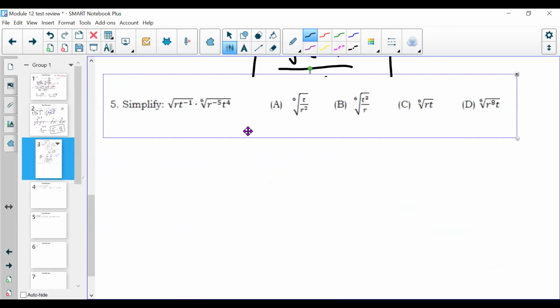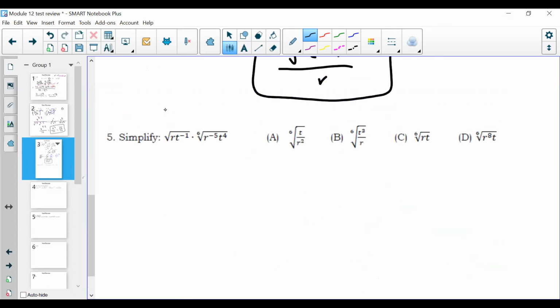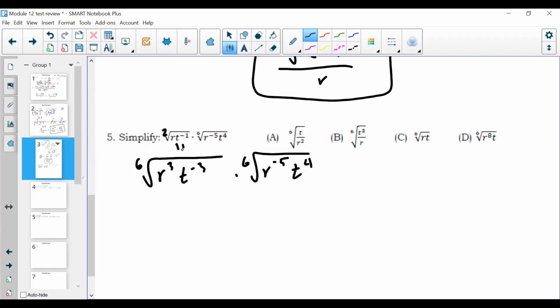And the way I would have done it is that since this square root is a power of 2, I can just multiply every exponent and root by 3 here on this first one to put it all underneath one root. So I can rewrite the square root of r t to the -1 as the 6th root of r cubed t to the -3, times the 6th root of r to the -5 t to the 4th. Because these are simplified, right? It's the exact same thing. r to the 3 over 6 is the same as r to the 1/2, and t to the -3 over 6 is t to the -1/2, which is what we had in the beginning as well. They're equal to each other.